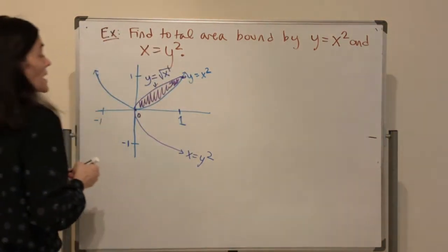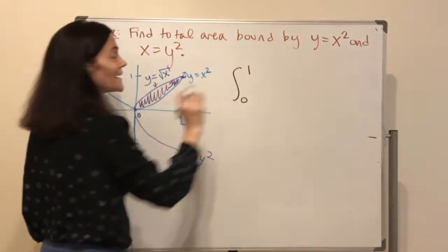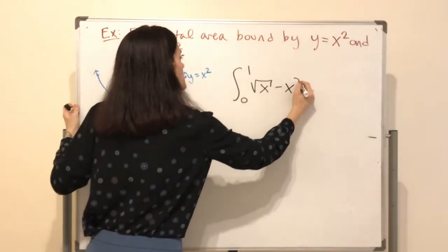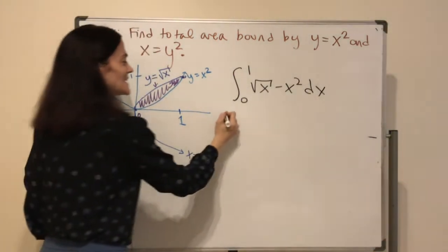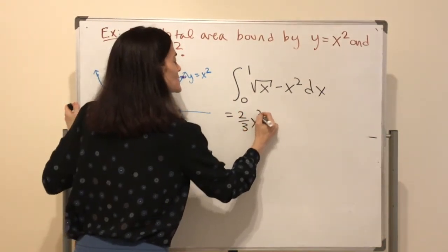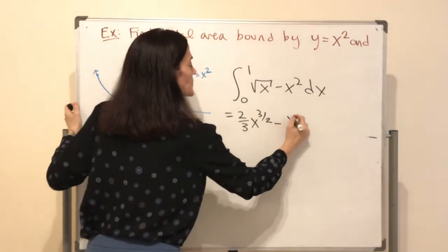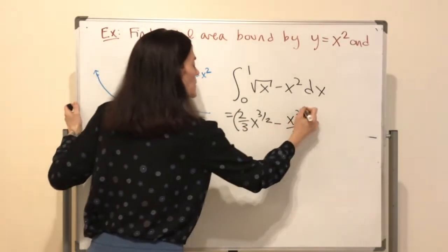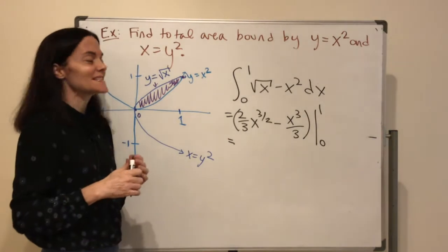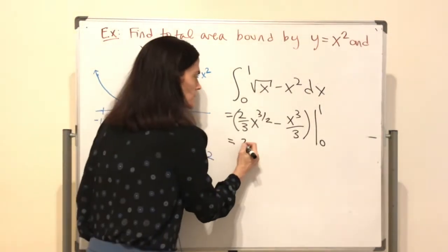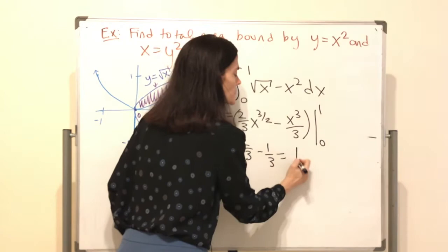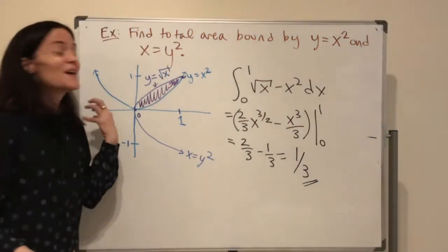So what I'm integrating here, 0 to 1, upper minus lower, and the upper function is square root x, and the lower function is x squared. Okay? And these are both power rule. We get, this is 2/3 x to the 3/2, and then minus x to the 3/3, and both of this is between 0 and 1. Well, we have very nice limits of integration because we evaluate these at 1, we get 2/3 minus 1/3. Evaluate at 0, you get 0. So this area here, the final answer is 1/3.